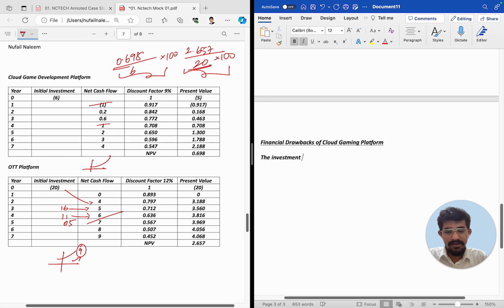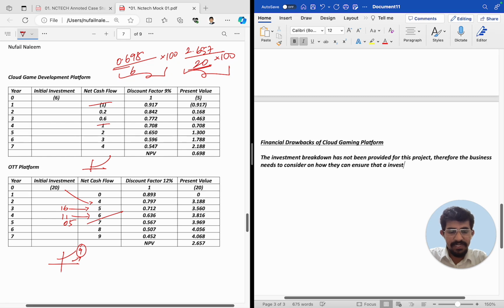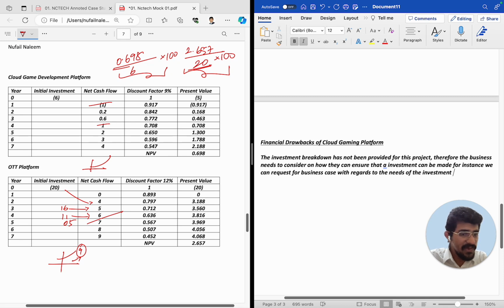The investment breakdown has not been provided for this project. Keep that in mind. Therefore, the business needs to consider how they can ensure that the investment can be made. For instance, now I am going for the application, we can request a business case. This is a source document, students, with regards to the needs of the investments. That is one factor. It's not so complicated a factor, students. It's a basic factor you have to keep in mind.